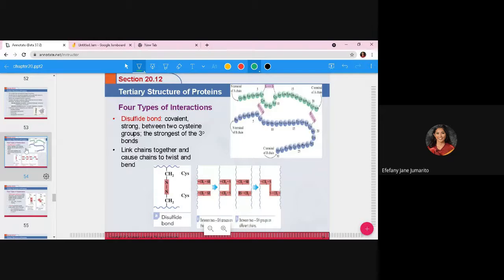Then we have also the tertiary structure of protein. So there are 4 types of interactions that happen here. Now in your secondary, it's only the OH. But here it's the disulfide bond. So the disulfide bond is the SS, the sulfur-sulfur bond that links together and links chains together and causes chains to twist and bend. So for your tertiary, bending and folding is because of the SS bond, the disulfide bond.